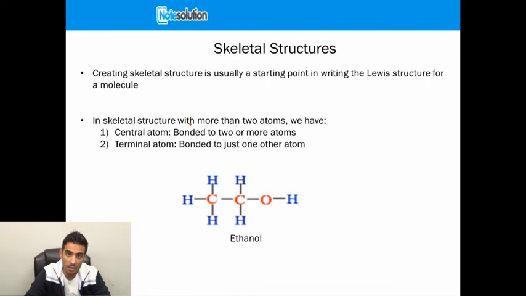In a skeletal structure with more than two atoms, we have two types of atoms. We have a central atom, which is bonded to two or more atoms, and a terminal atom that is bonded to just one other atom. If we look at this figure for ethanol, we can see that we have three central atoms: carbon, carbon, and an oxygen. And we have 1, 2, 3, 4, 5, 6 H's, which are terminal atoms. So again, central atoms are bonded to two or more atoms.